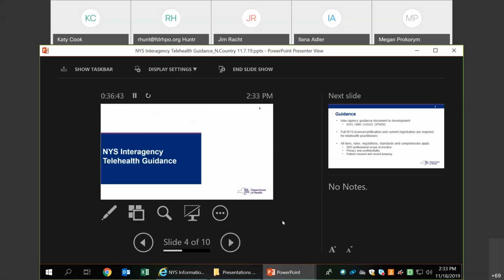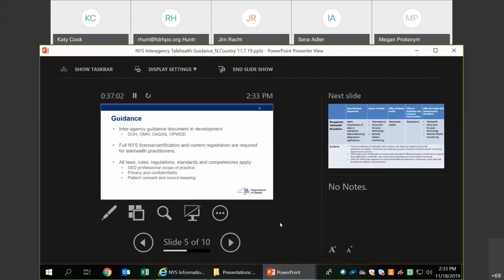As part of the most recent expansion to public health law, a new section was included that authorized the issuance of a single guidance document between DOH, the Office of Mental Health, the Office of Alcoholism and Substance Abuse Services, and the Office for People with Developmental Disabilities. So we've been working across these agencies to develop that.